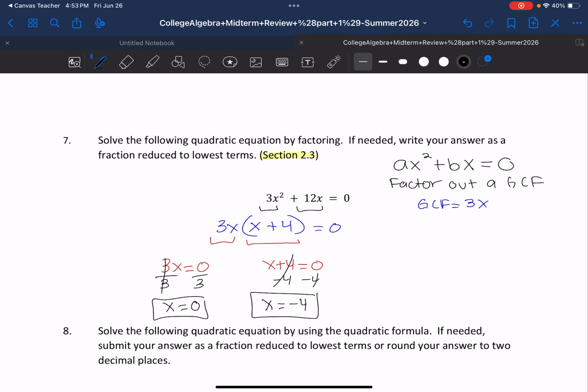And again, you can plug both of these numbers back in for x here to check your answer. So when you take the midterm, you can see if you did it right. But those are the correct answers.